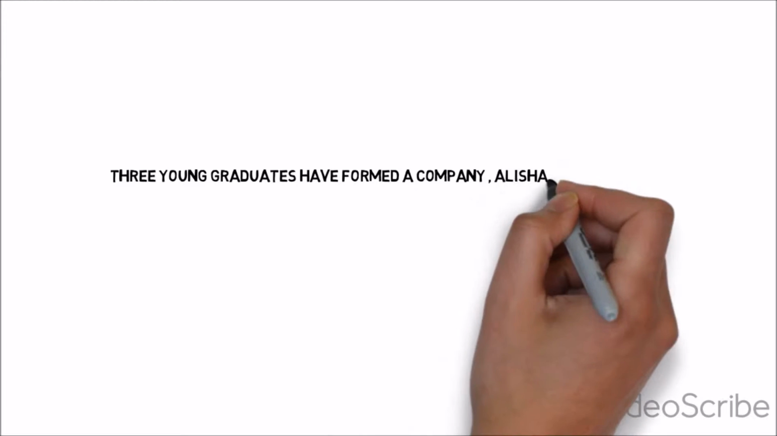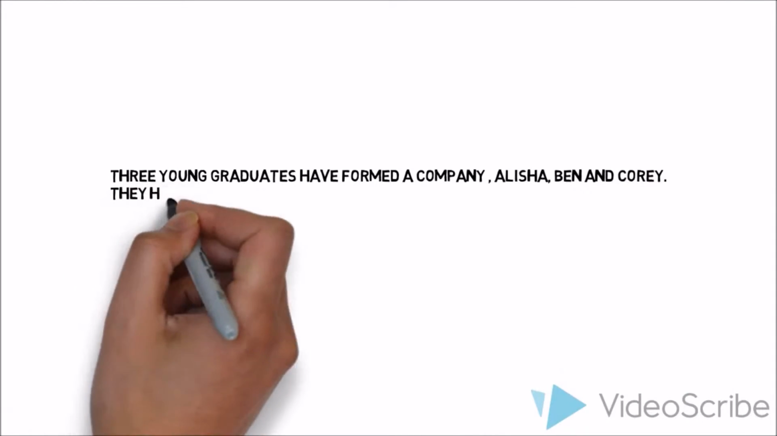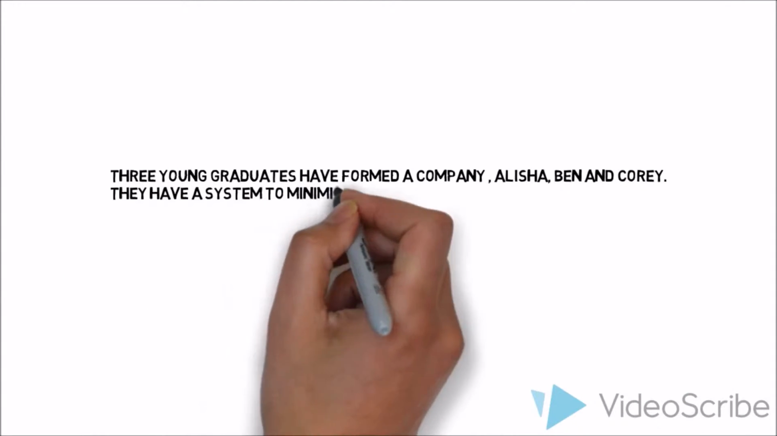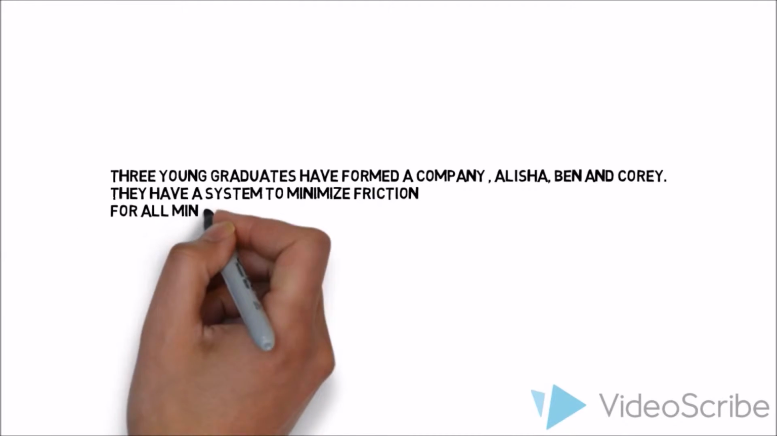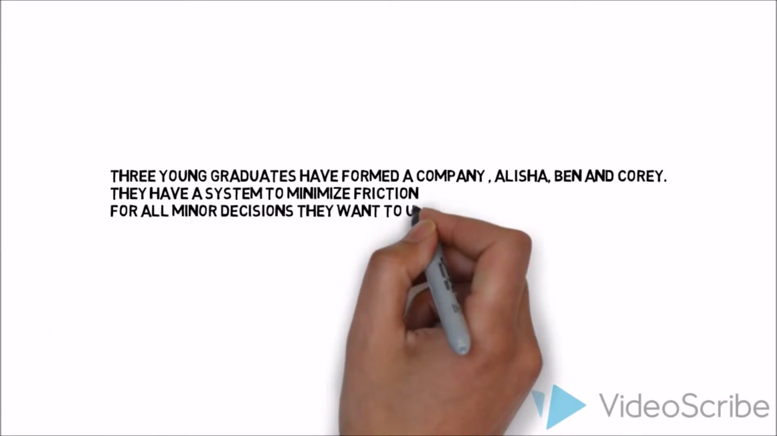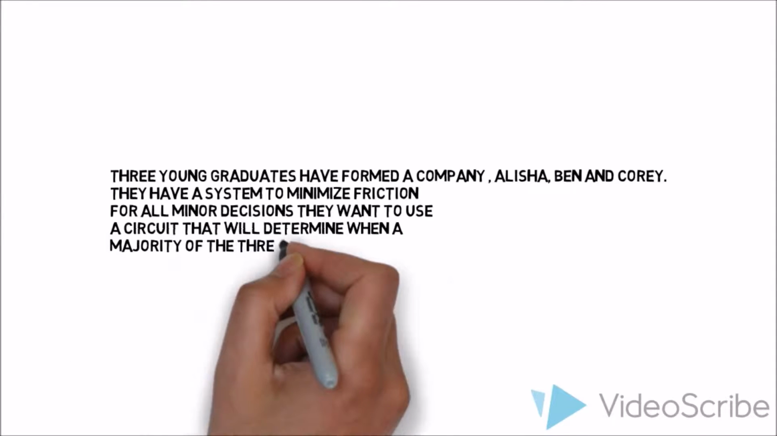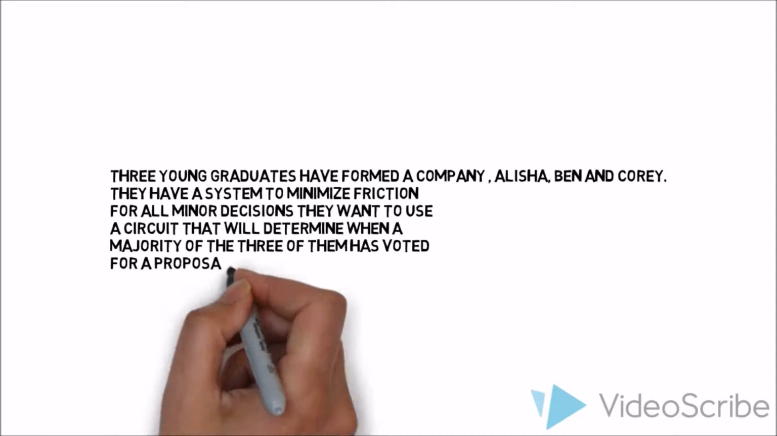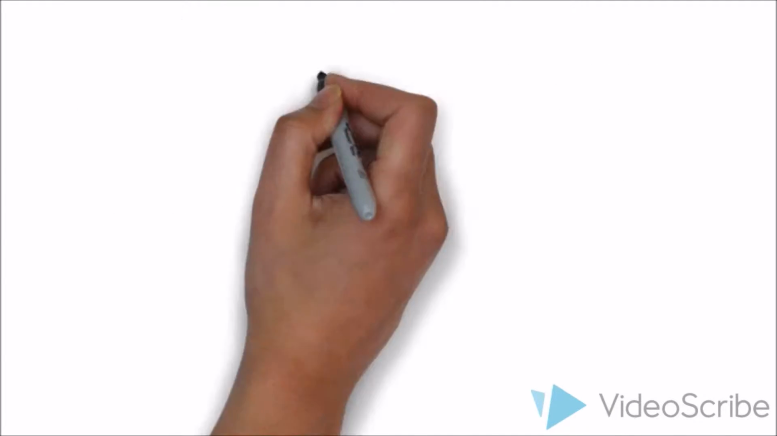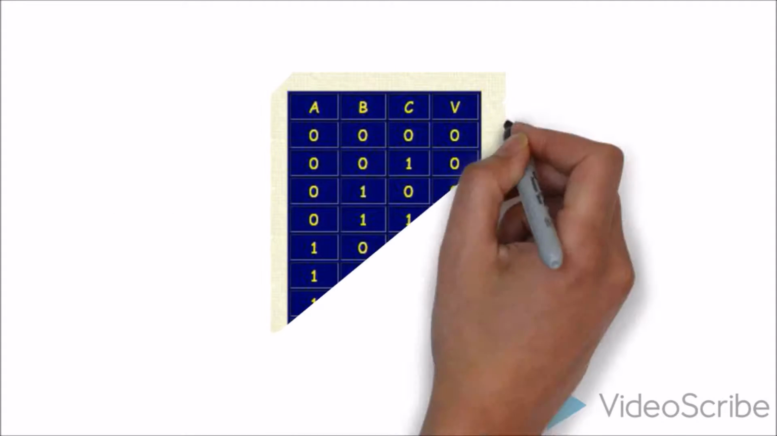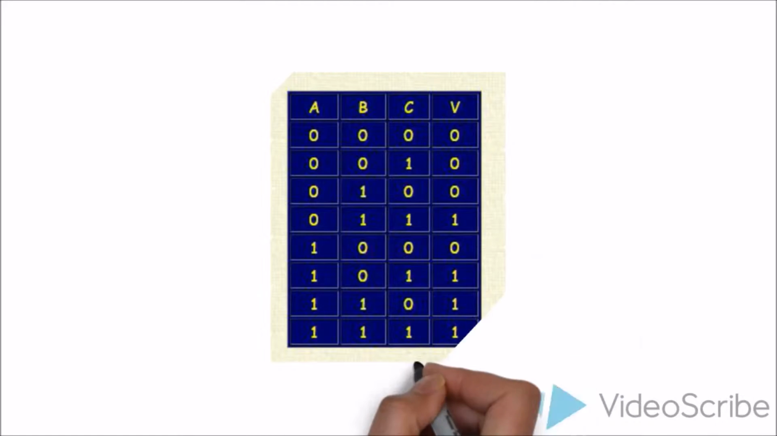Three young graduates have formed a company: Alicia, Ben, and Corey. They have a system to minimize problems. For all minor decisions, they want to use a circuit that will determine when a majority of the three of them has voted for a proposal. Essentially, they want a box with three inputs that will produce a 1 at the output whenever two or more of the inputs are 1. This is the truth table for that problem.